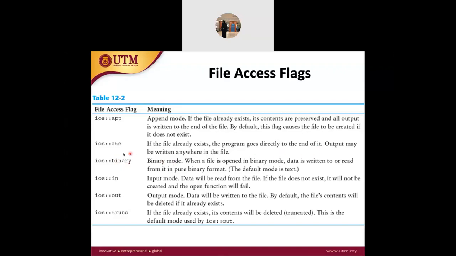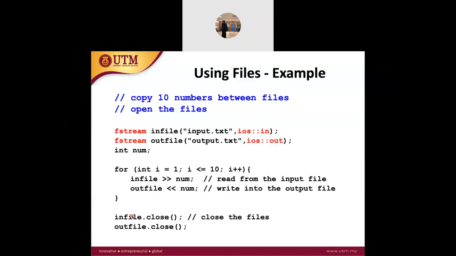This is for binary mode: when the file is opened in binary mode, data is written to or read from it in pure binary format. Then this is for input and output that we showed just now when applying fstream. Then we have trunc, where the contents will be deleted once we apply this. Later in your lab exercise we are going to try each of them.